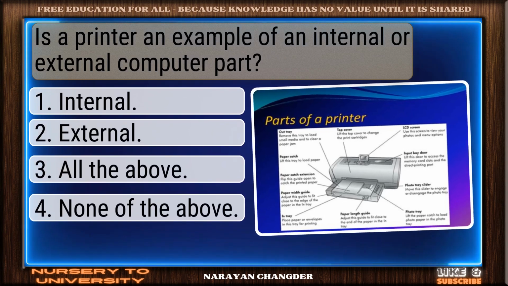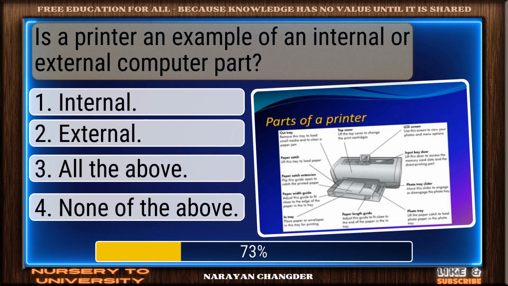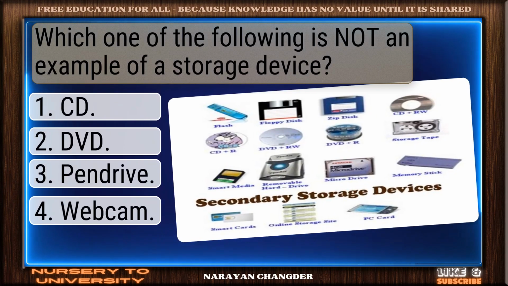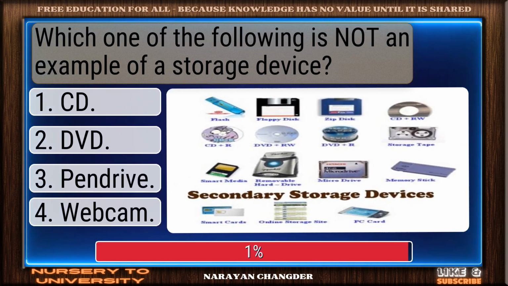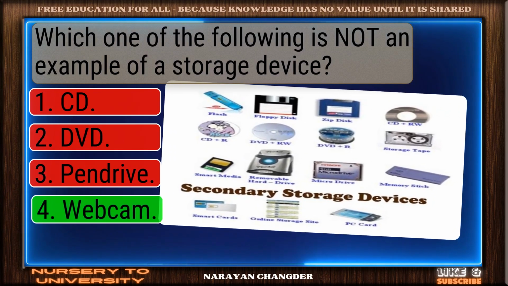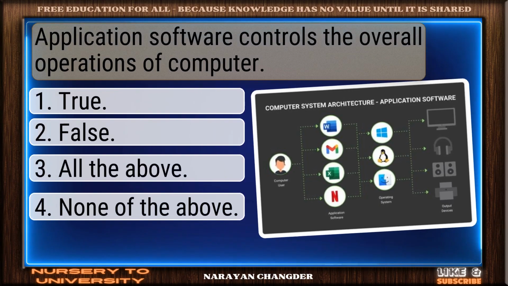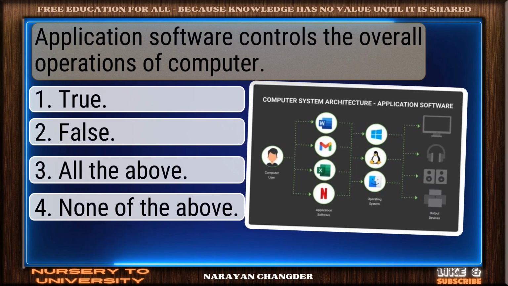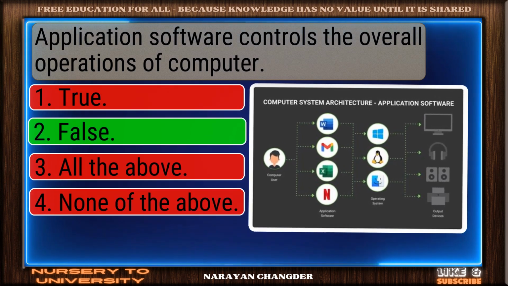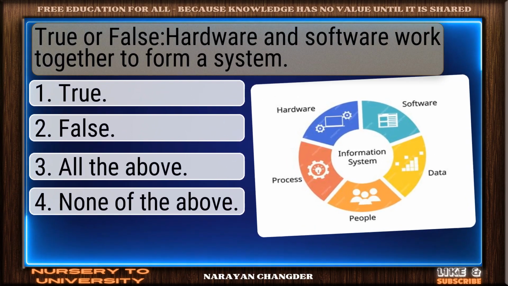Is a printer an example of an internal or external computer part? On track. External is the correct answer. Which one of the following is not an example of a storage device? Clear logic. Your choice webcam is sound and 100% true. Application software controls the overall operations of computer. Valid point. False is true. True or false? Hardware and software work together to form a system.